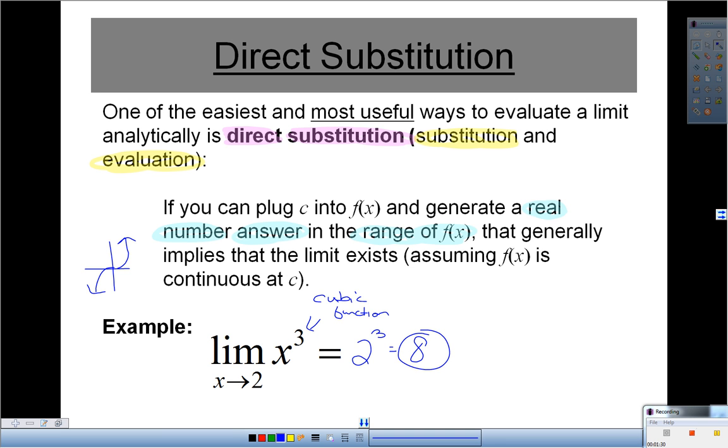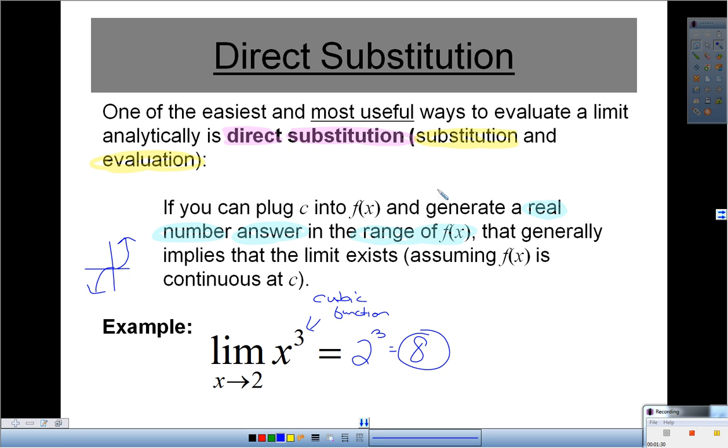So the main thing with direct substitution is, as long as you get an actual real number answer, which means you cannot get imaginary numbers, and you can't get an undefined situation, where you have a 0 in the denominator of your fraction. And we'll talk more about that later. For right now, we're just going to go over some properties of limits and direct substitution.